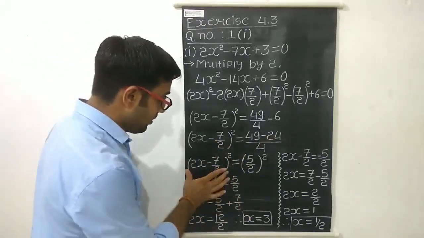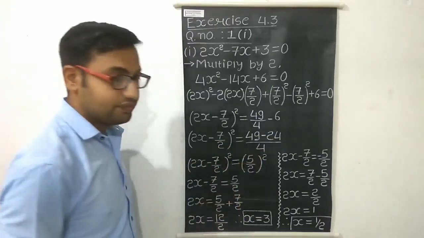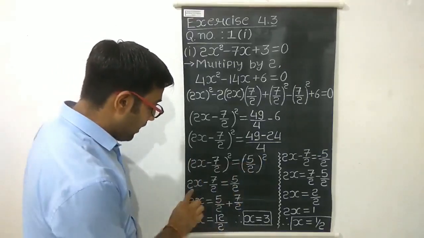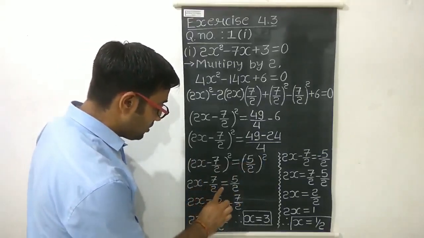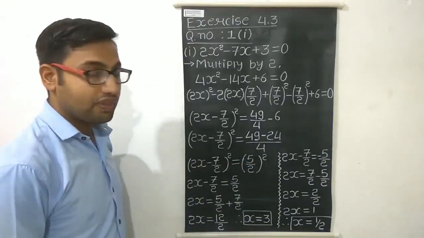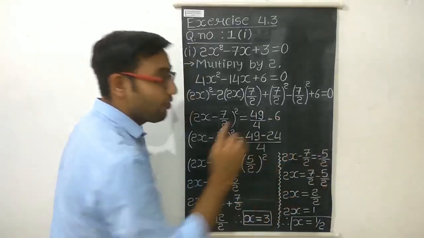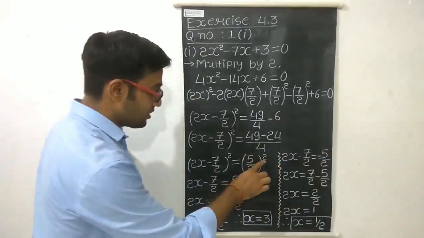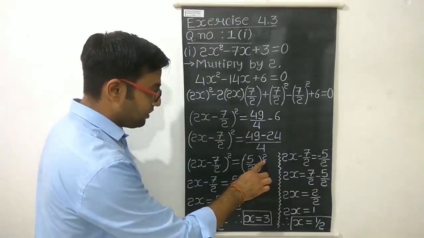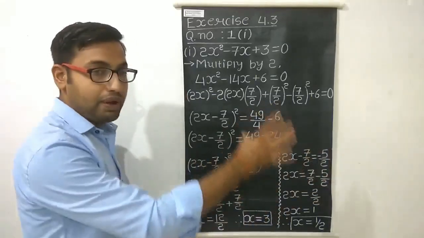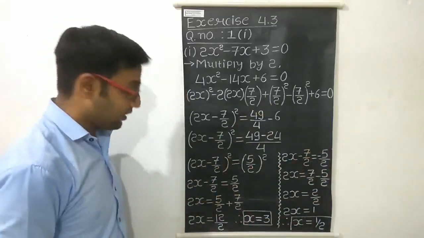Now you can notice that on both sides there is a square. So by taking the square root on both sides, we will get 2x minus 7 by 2 is equal to 5 upon 2, or 2x minus 7 by 2 is equal to minus 5 upon 2. Because this is a square, the square root of this will be either plus or minus. Now we will simplify both sides and find the value of x.